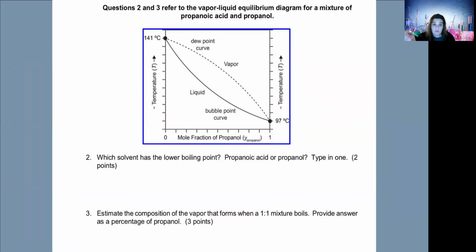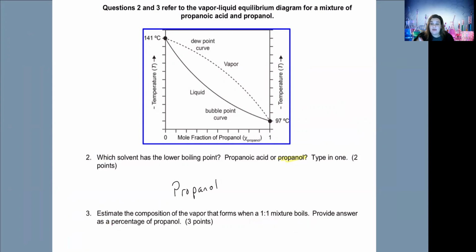So who has the lower boiling point? Well, the lower value is over here. So it would be propanol. Because here we have 100% mole fraction of propanol. So that's how I got 97 as the lowest, meaning that propanol is the lower boiling point. All right, now they want to know the composition of the vapor that forms when a 1-to-1 mixture boils, and they want it as a percentage.